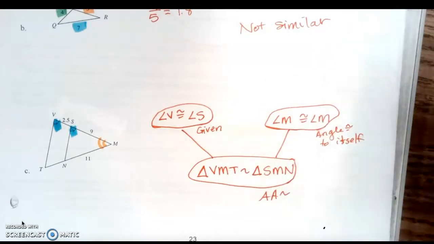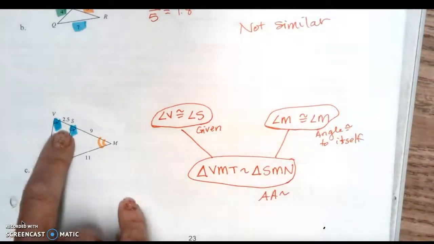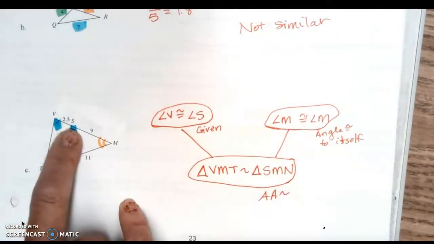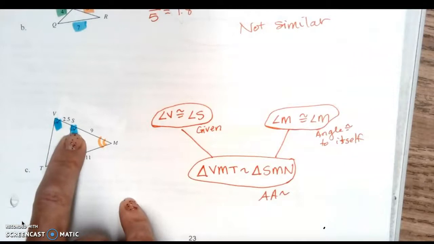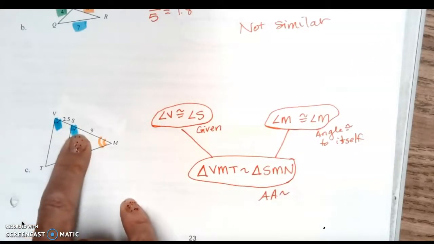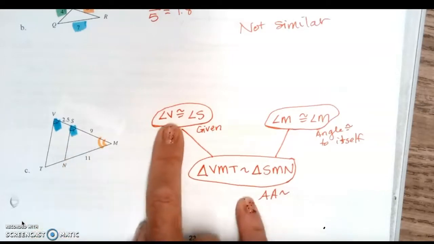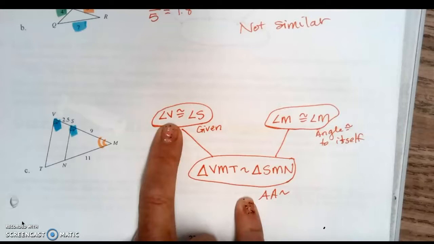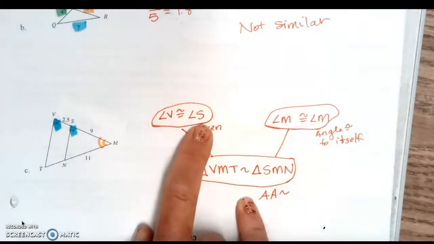Then you look for any other angles. Well, there's a little arc mark here and an arc mark here. So take your different colored highlighter, highlight this one, and highlight this one. They are congruent. That becomes one of your statements, which is angle B is congruent to angle S.